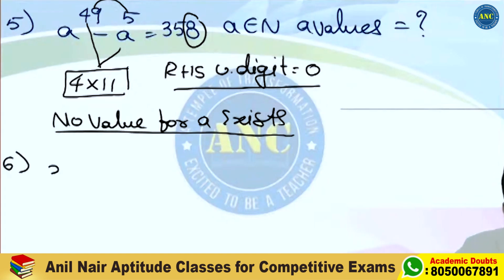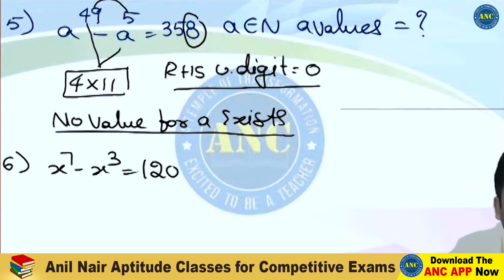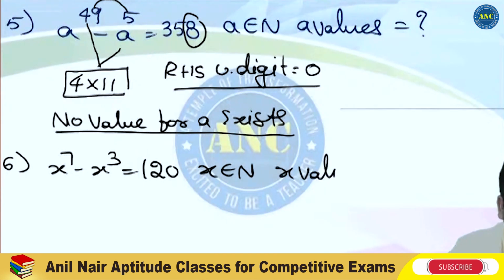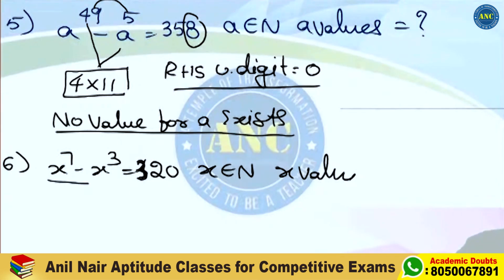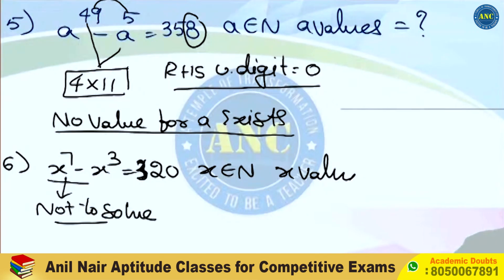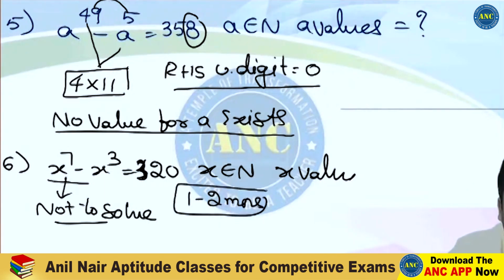Then a smarter student might ask me a question. X power 7 minus x power 3 is 120. If x is a natural number, how many values can x take? Suppose if I take 2 power 7 minus 2 power 3, it is 120, directly visible. The best way to solve this question, if it is given in your exam, is not to solve the question, because this question will take 1 or 2 minutes to solve. In 1 or 2 minutes, I can attempt 5 more questions and get all of them right.